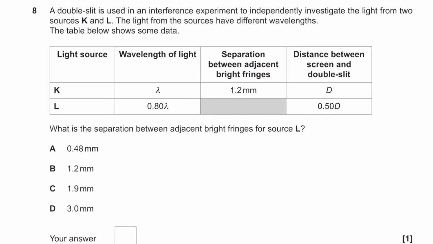Easy. 8, double slit is used in an interference experiment. What's the separation between adjacent bright fringes for source cell?